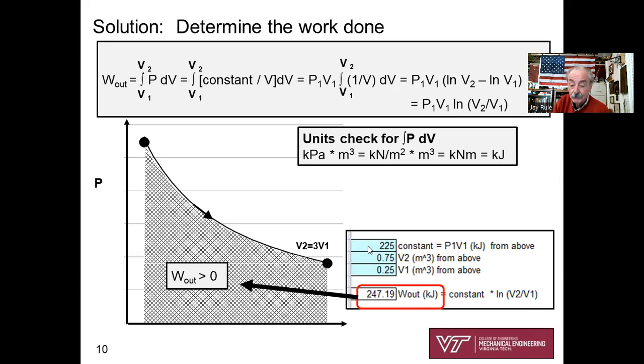And so really it's pretty easy math once you go through the mathematics, pretty easy calculator work once you go through the math. And so the work out is 247.19 kilojoules. Okay, not bad. But you do need to be able to do that integral.